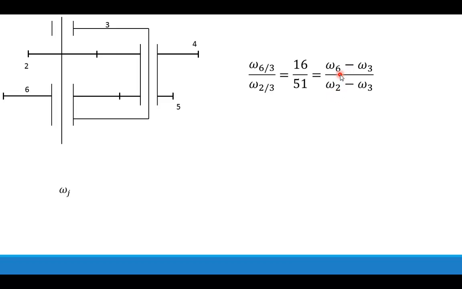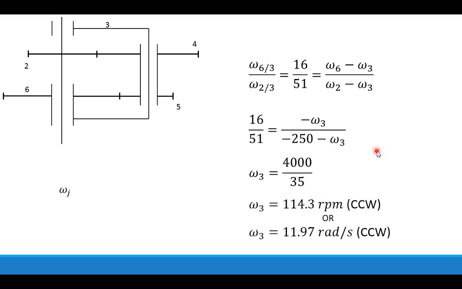Since gear 6 is fixed, its angular velocity is 0. And the angular velocity of gear 2 is the input velocity, which is 250 rpm in the clockwise direction. Using the right-hand rule for the sign convention, that means it is in the negative direction. Thus, we can now just solve for the angular velocity of gear 3 to finish off the solution.